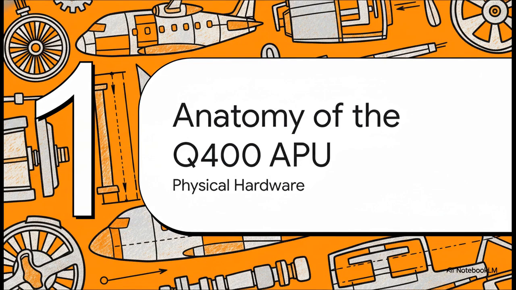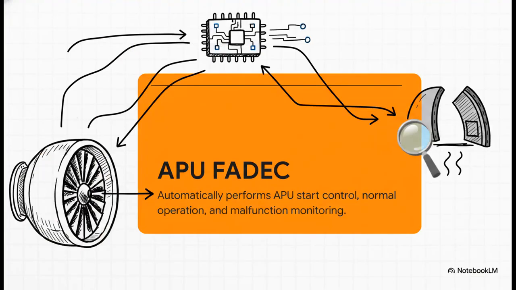Section 1. Anatomy of the Q400 APU. Let's talk physical hardware. So when the optional APU is installed, the standard composite tail cone of the Q400 is actually replaced with a titanium tail cone and firewall. If you were to look up from the bottom of that tail cone, you'd access the APU through two clamshell-type doors. Inside, you've got a gas turbine engine driving a DC starter generator.